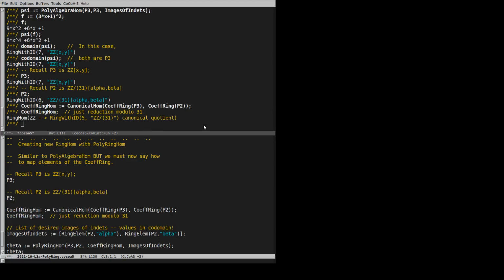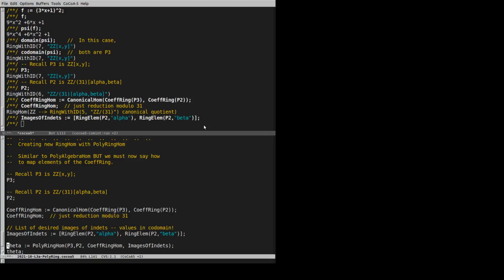Now we know how to map the coefficients, we can actually build the homomorphism. As before, we need to have a list of images of the indeterminates in the codomain. So our codomain is going to be P2. So here we create a list of indeterminates. The first element is just going to be alpha in P2, and the second one is beta in P2. So we send that to CoCoA. So that's our list.